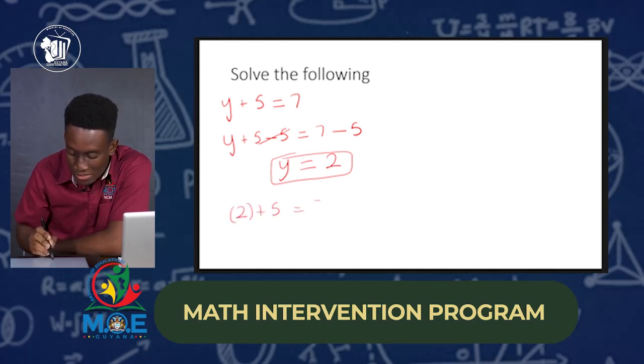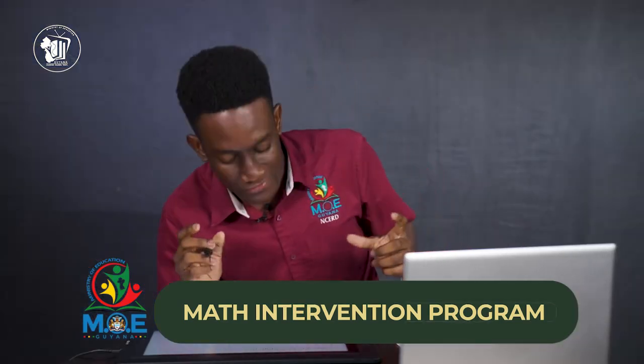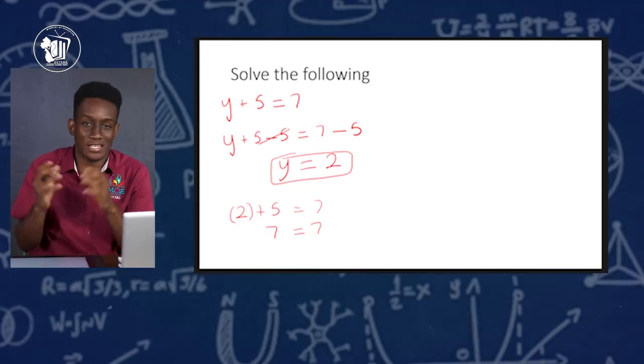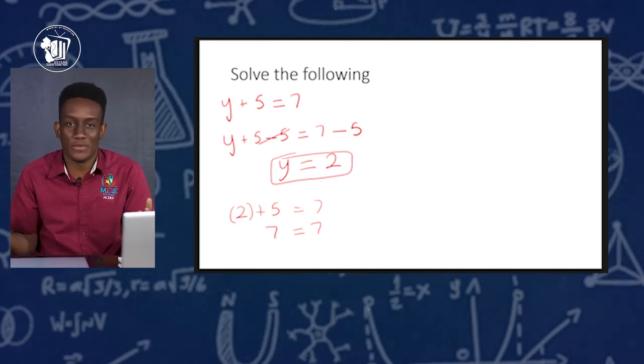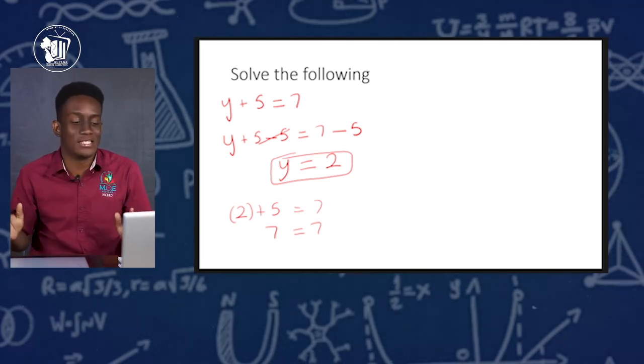And that should be equal to 7. 2 plus 5 is indeed 7. So 7 is equal to 7. So that equation is balanced. One side is equal to the other side. And that is how you solve an equation. So that is a very easy example.